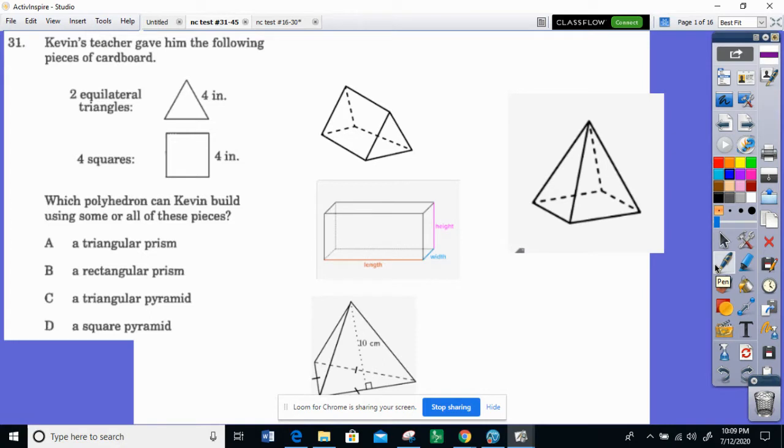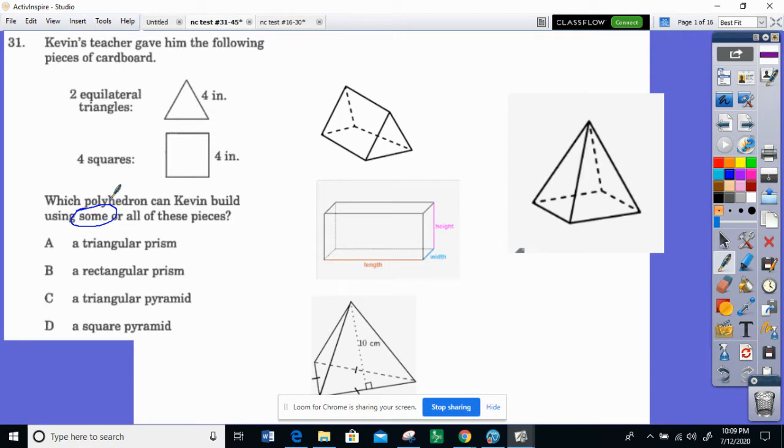Number 31 says, Kevin's teacher gave him the following pieces of cardboard, 2 equilateral triangles, and 4 squares. Which polyhedron can Kevin build with some, this is the important word, or all of these pieces?